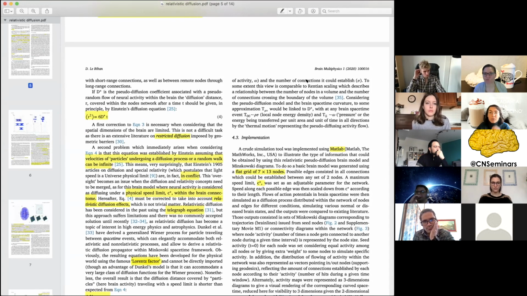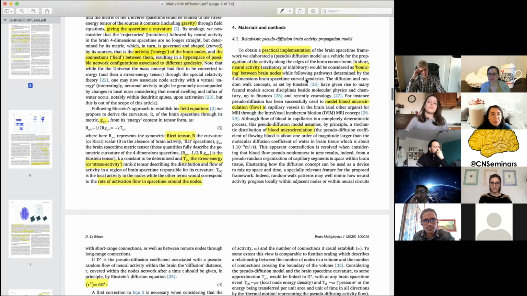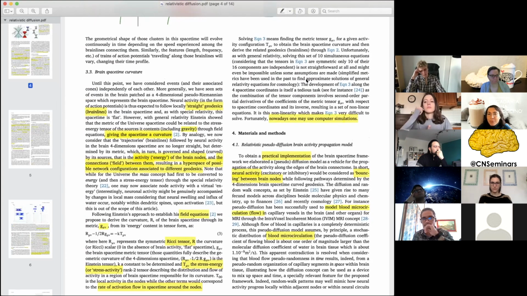Actually, I never heard about this relativistic framework in the brain, which is also described in the introduction. And so, yes, this was the paper, if you have any questions.